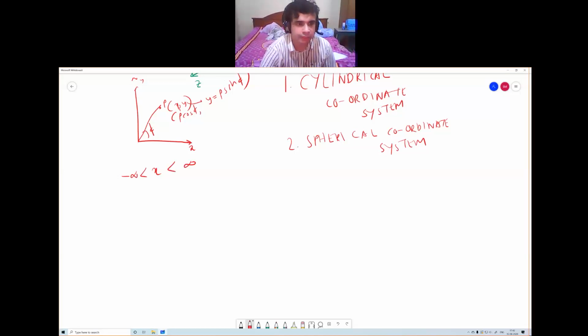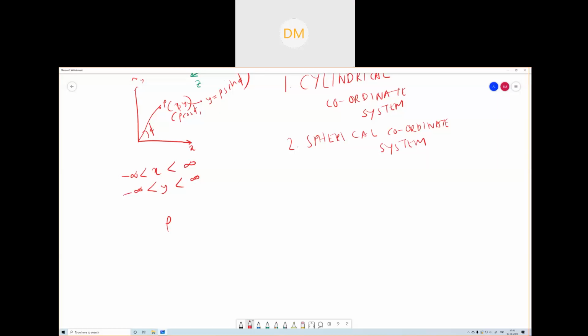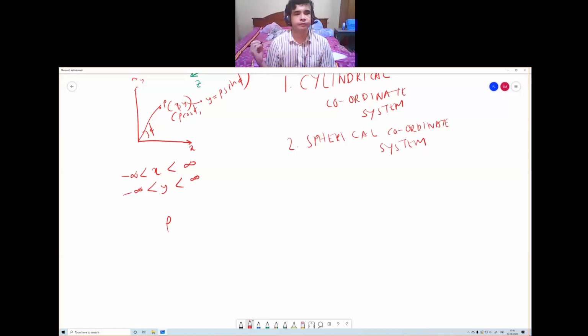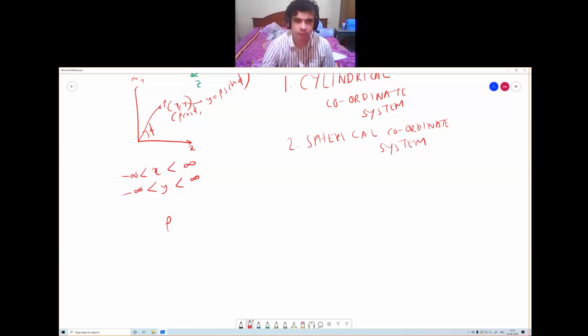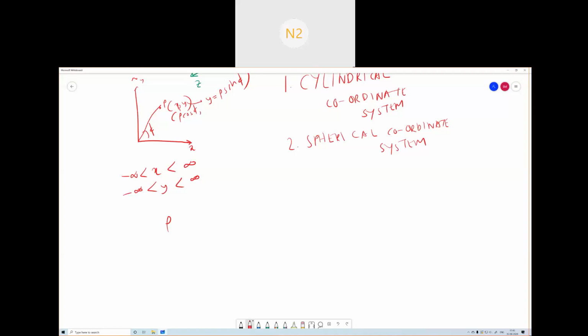Yes, x can lie between minus infinity to infinity. Y, same. What will be rho? Can rho be negative? No, rho cannot be negative, absolutely. So rho can be, lowest is 0 to infinity.